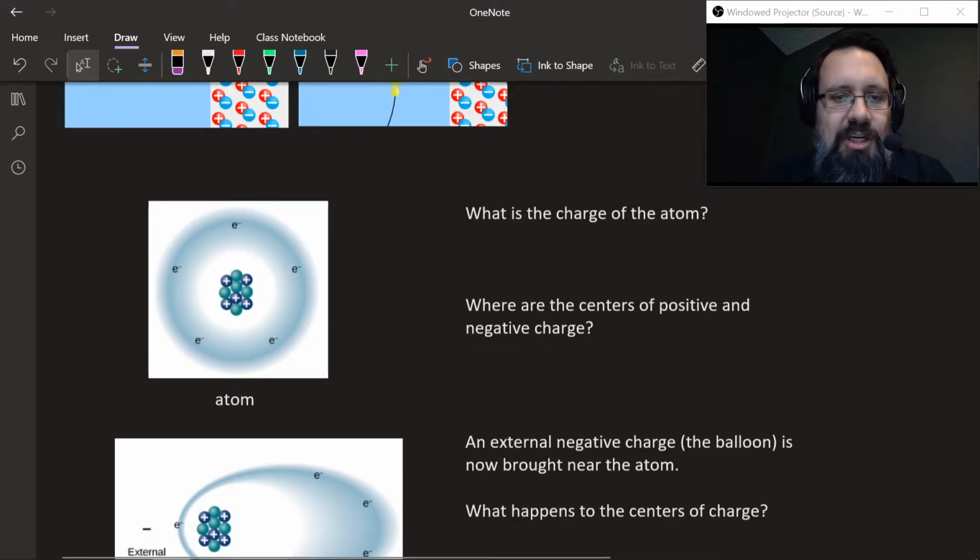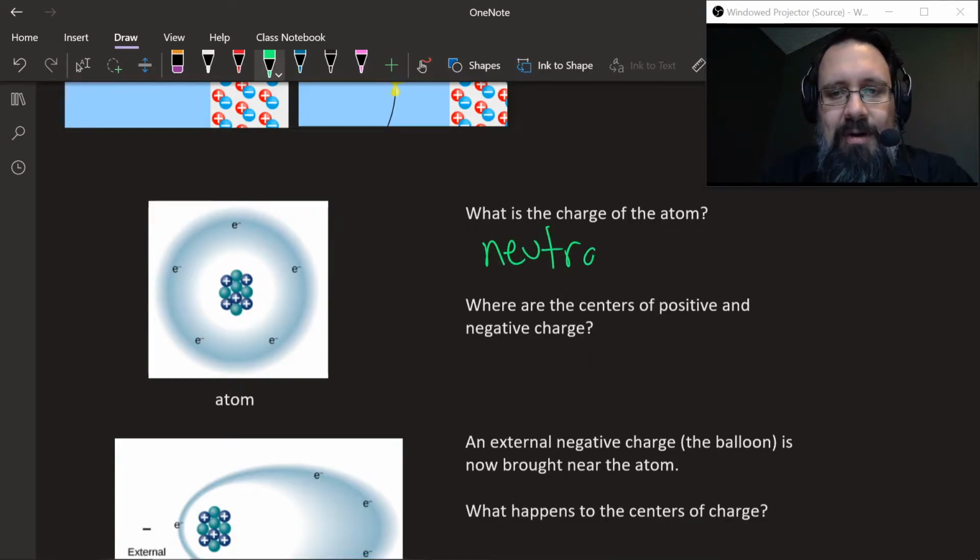So what is the charge of an atom? Here's a picture of an atom. What is the charge of an atom? Neutral. Yeah, it's neutral. So give me that as a number. Zero. So there's zero charge.